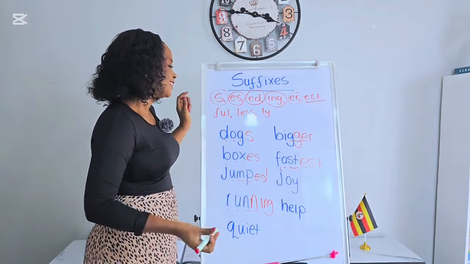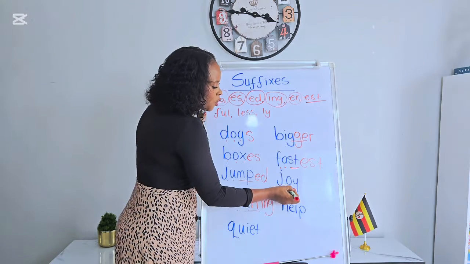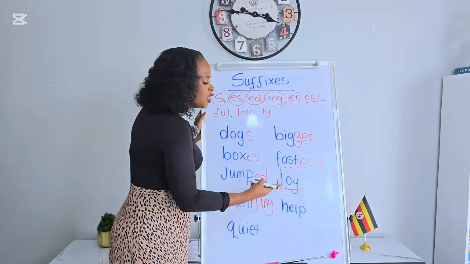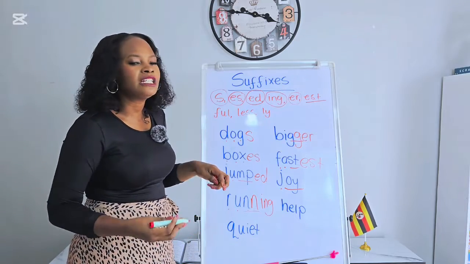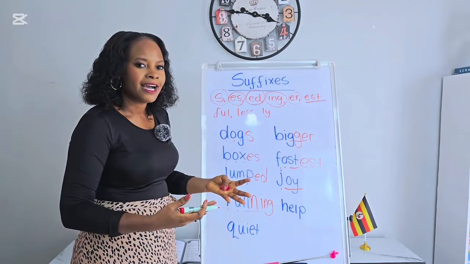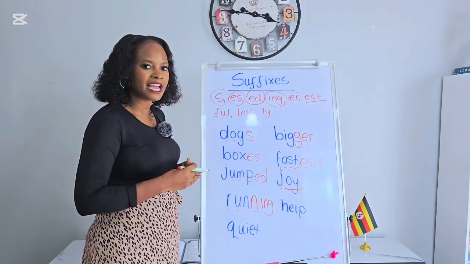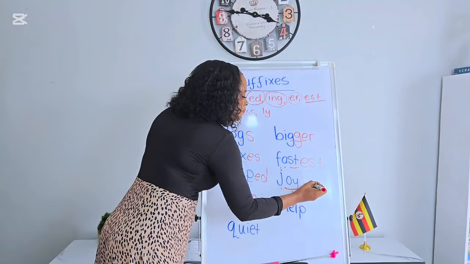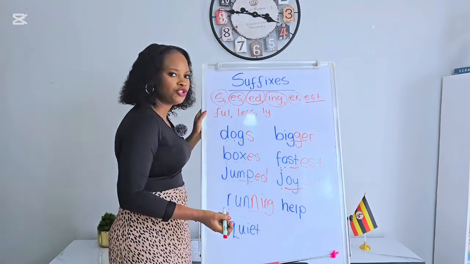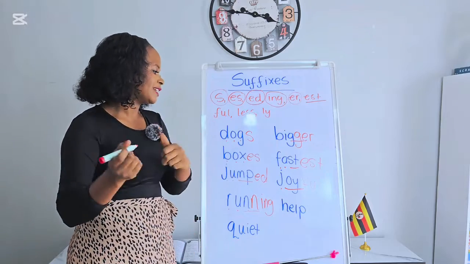Okay, read for me this word, sounding out. Joy. Blend. Joy. If I want to say that she is full of joy, how will I write that word? Which suffix must I use? Full. Joyful. She is filled with joy. Great.